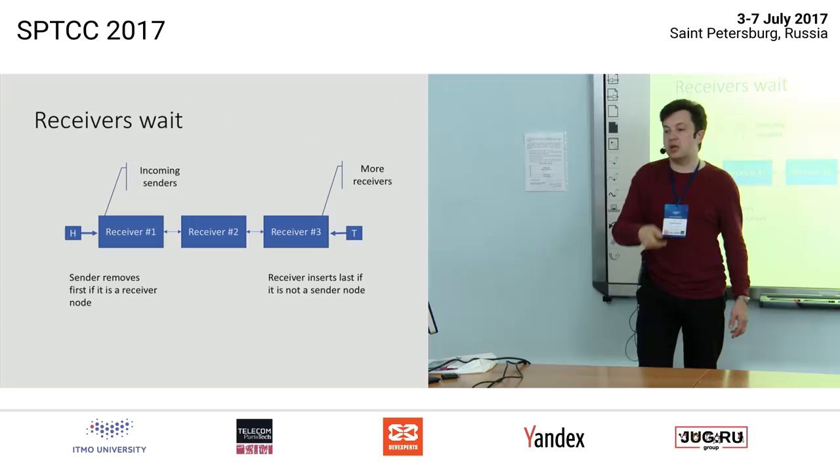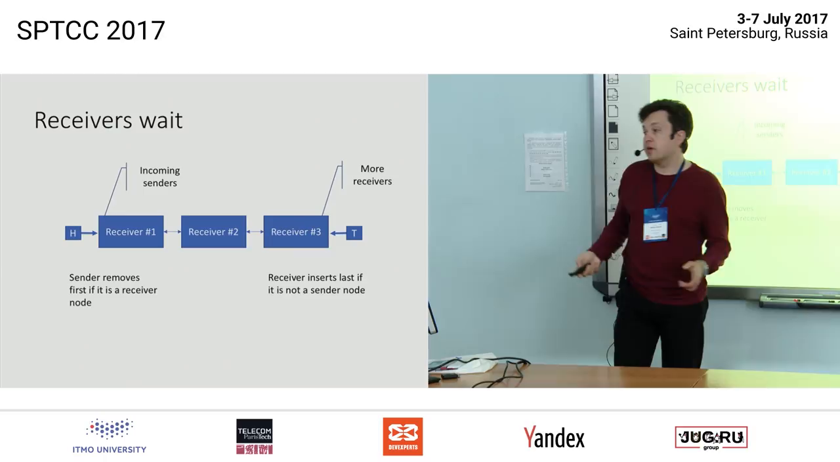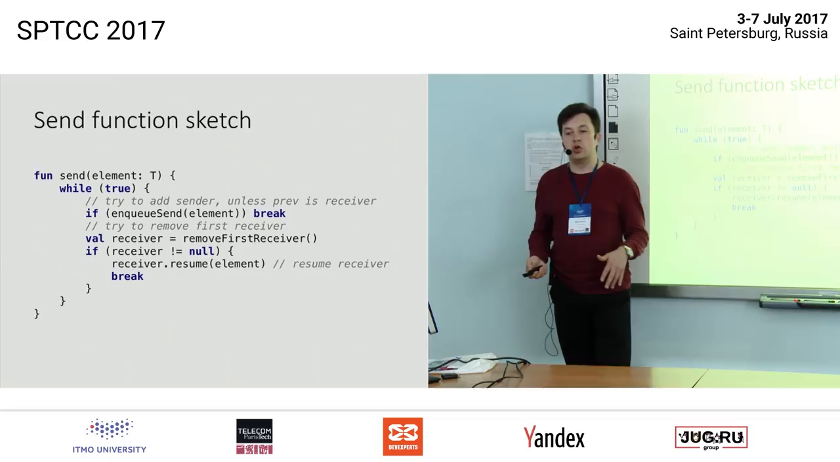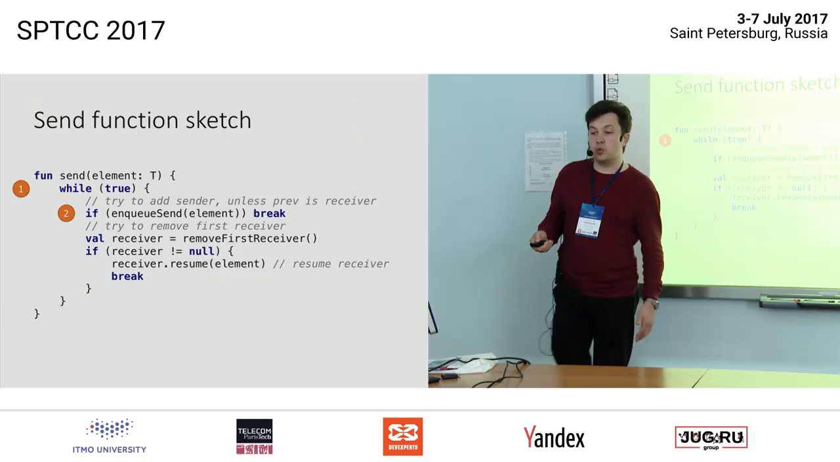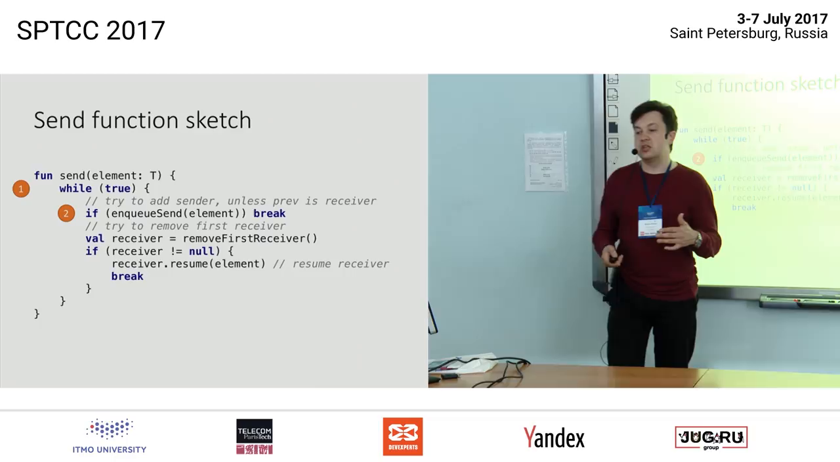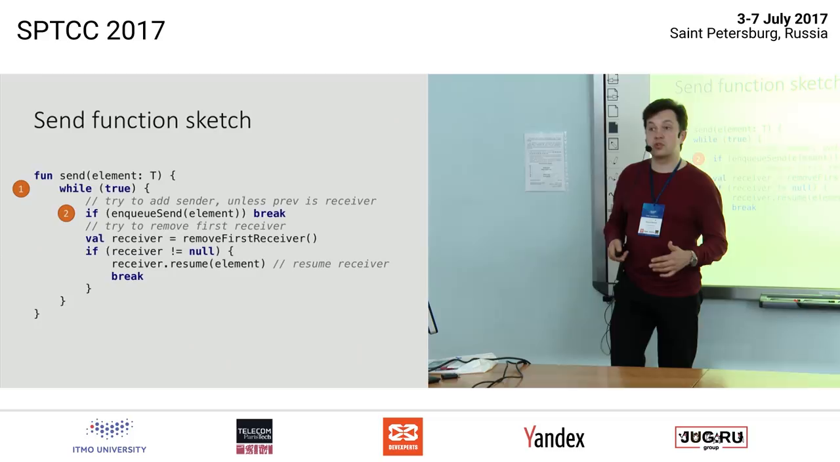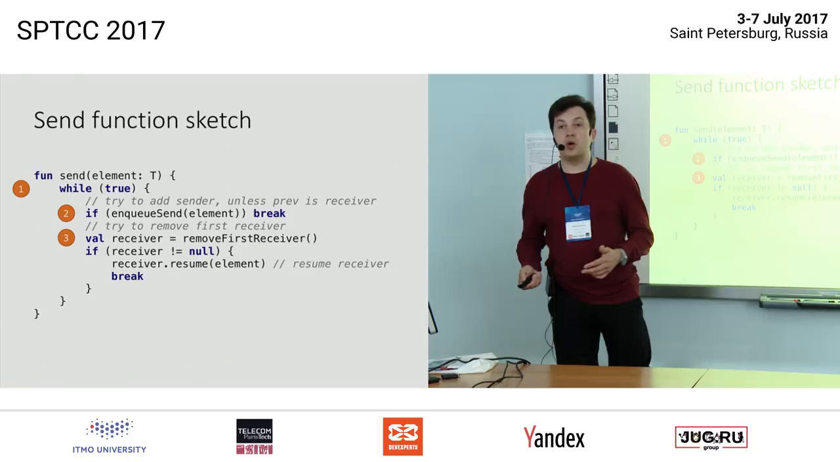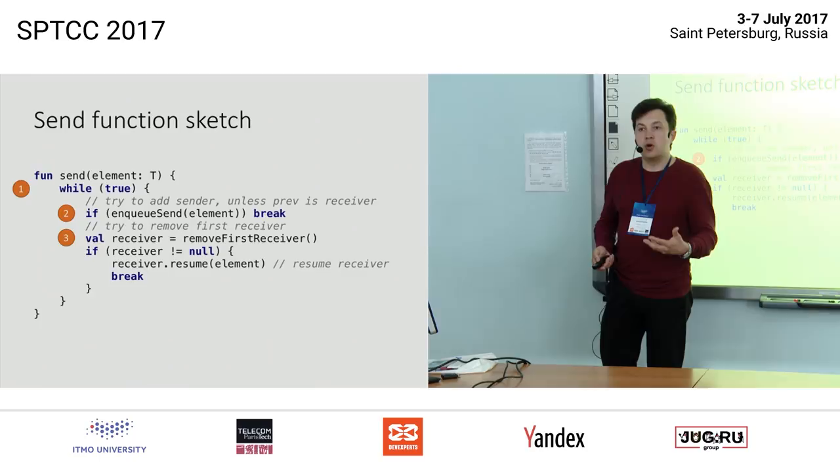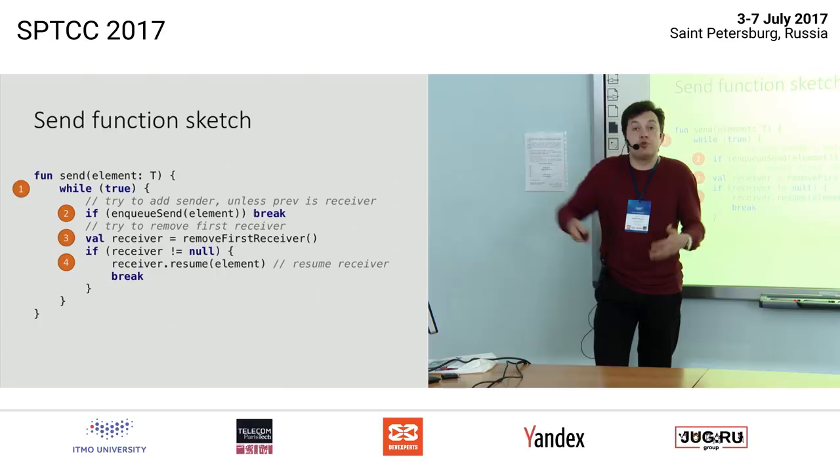Okay, that's conceptually great, but how do we get it implemented? Here's a sketch of the send function. It will do a loop, and in this loop, it will try to add a sender conditionally if the last item is not a receiver. So it will only add itself as a sender if the list is empty or filled with other senders. It will never queue itself to the end if there are other receivers waiting. If that succeeds, great. If that fails, then we'll try to remove the first receiver from the list. It is a conditional remove. We remove the item only if it's a receiver node. And if we removed it, we'll resume this receiver and give it, that's the rendezvous. We resume the receiver directly, passing it our element.